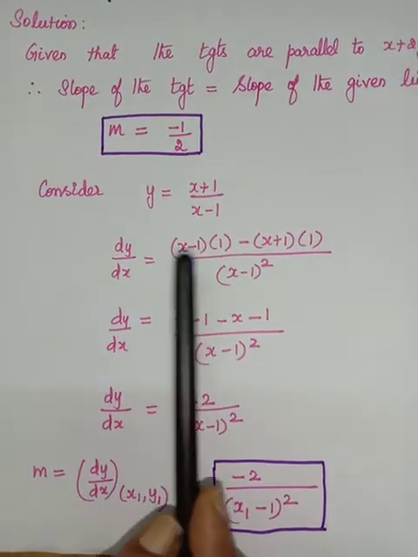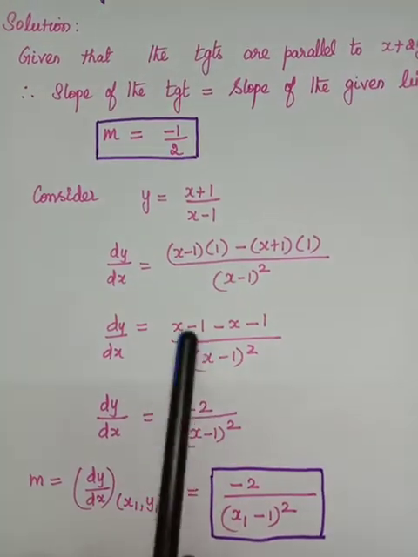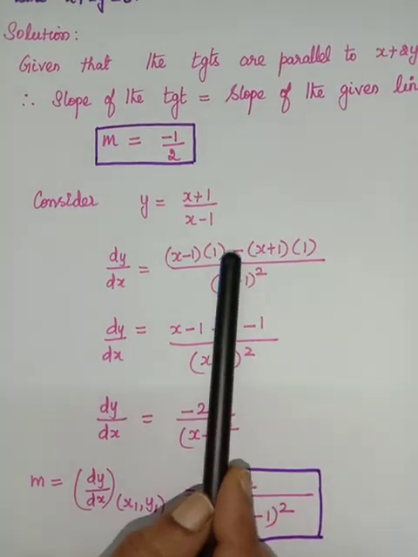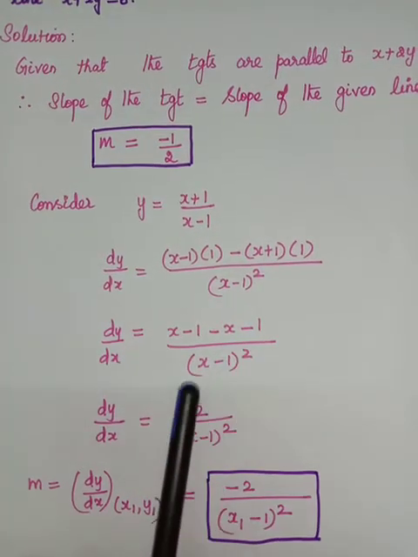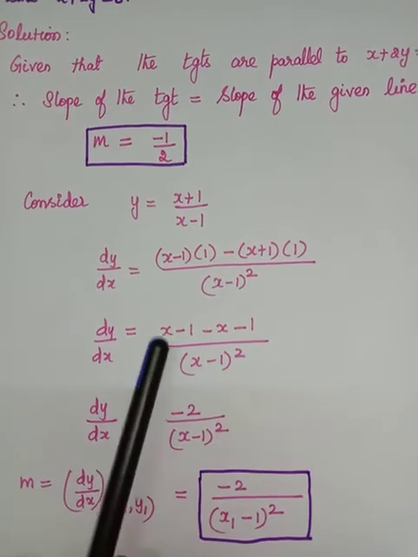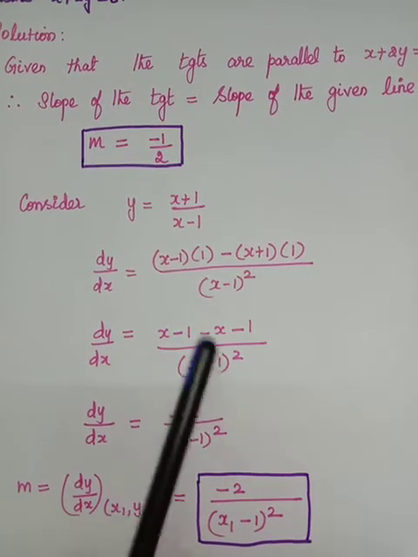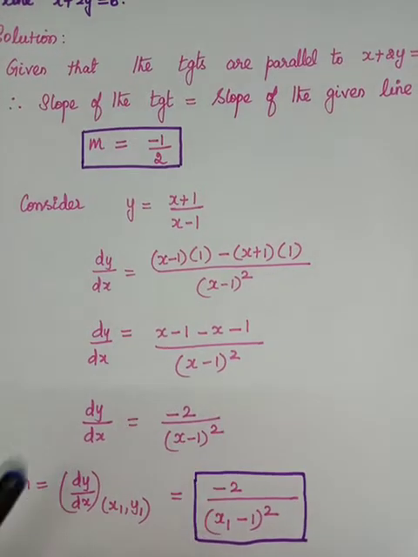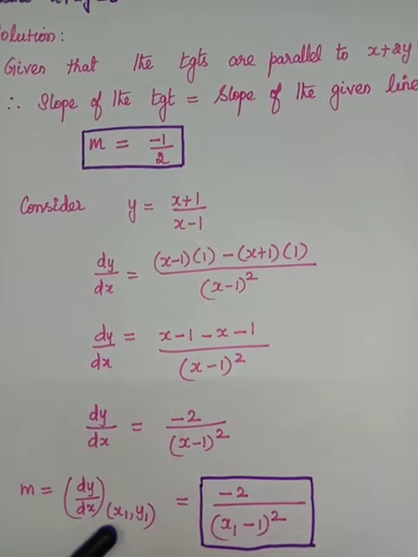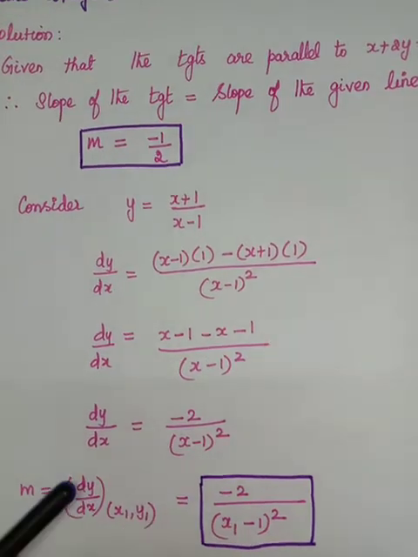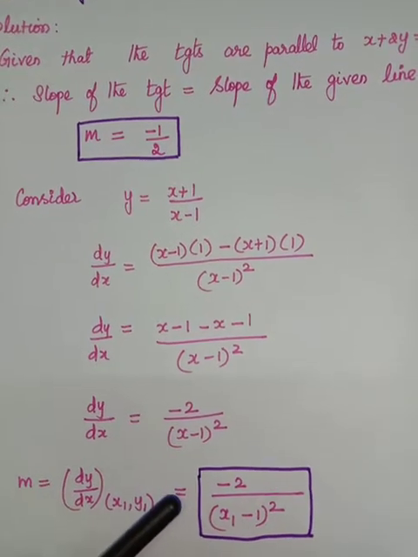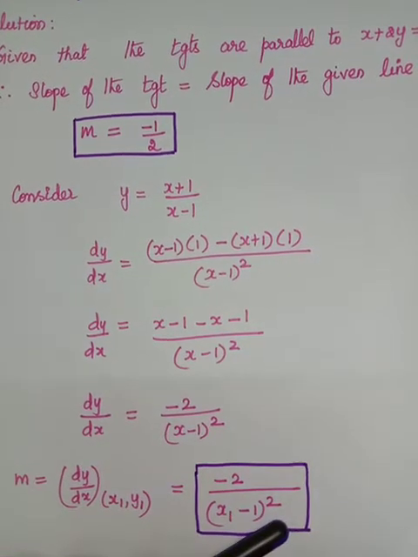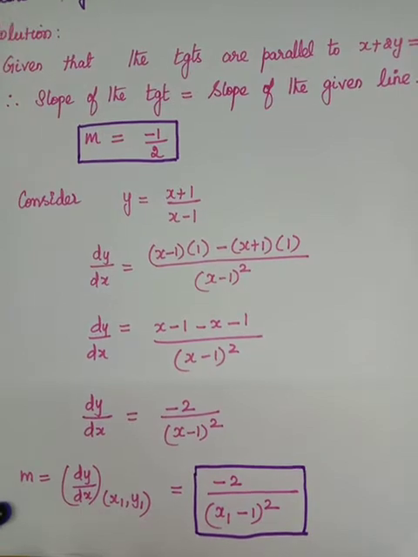Now simplify. (x - 1) into 1 is x - 1, and this minus has to be applied to both the terms. So, minus (x + 1) divided by (x - 1) whole squared. x and minus x get cancelled. Minus 1 minus 1 is minus 2, divided by (x - 1) whole squared. Now find the slope of the tangent at the point (x1, y1). So dy/dx at (x1, y1) is equal to minus 2 divided by (x1 - 1) whole squared. Both represent the slope of the tangent.